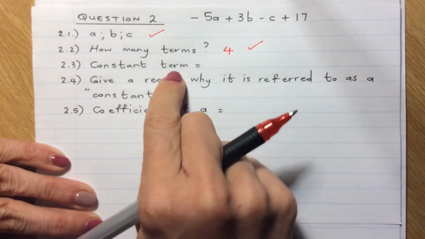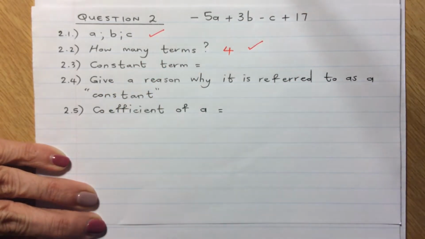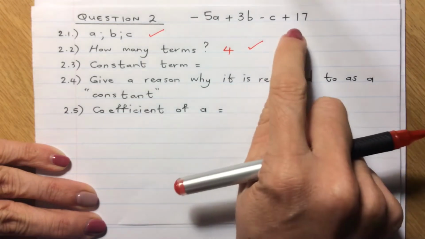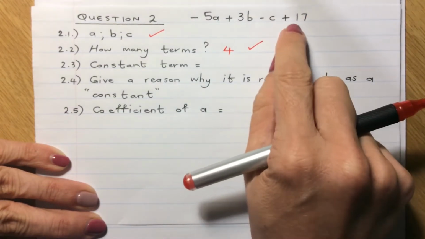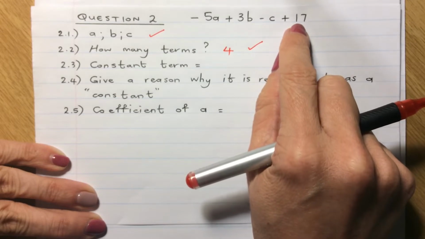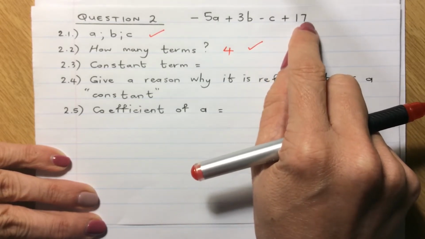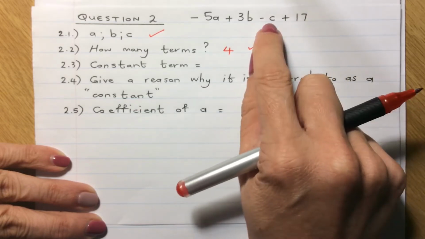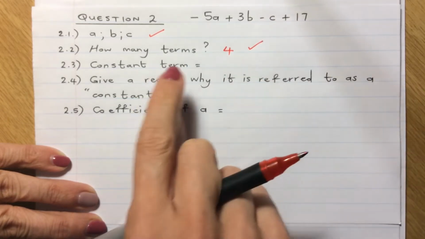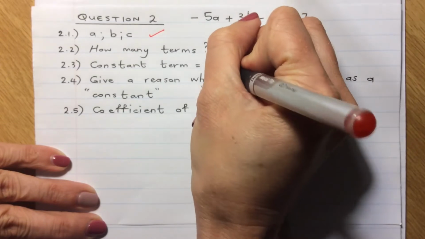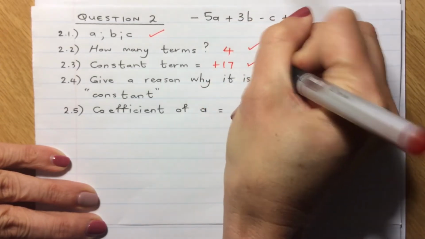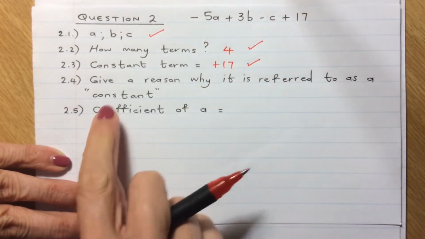What is the constant term? So the constant term is the only term without a variable. So 17 is my only term on its own. And the reason it's going to be constant is because if it's connected to a variable, its value can change because the variable's value can change. So the constant term is going to be 17 or positive 17 for 1 mark.